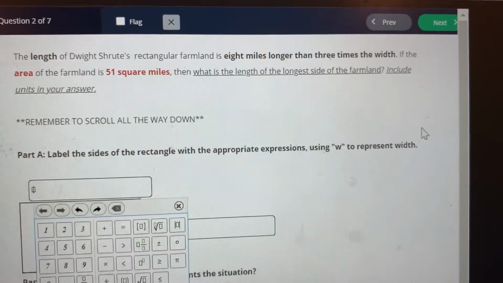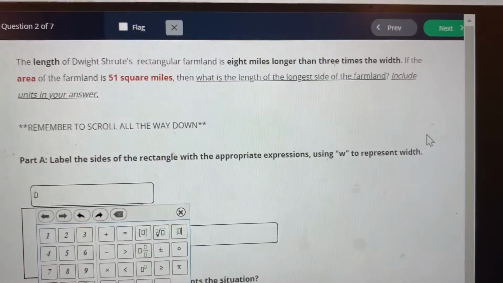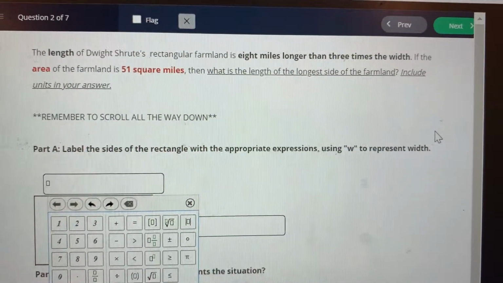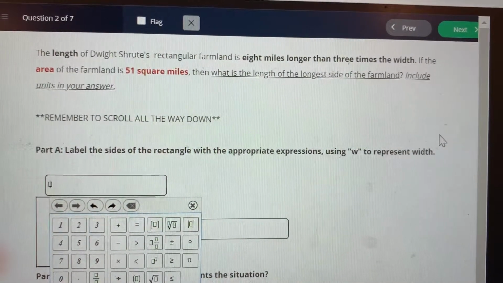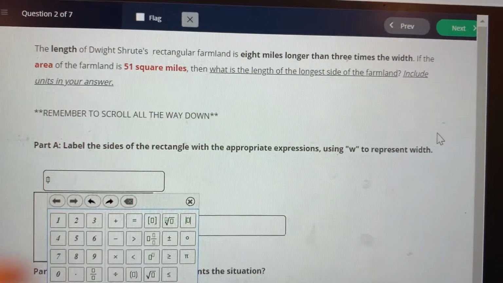Okay, and here's some help for number 2 if you guys are having trouble with area. It says the length of this rectangle is 8 miles longer than 3 times the width. If the area is 51 square miles, then what is the length of the longest side?